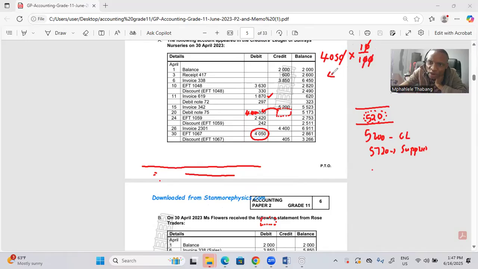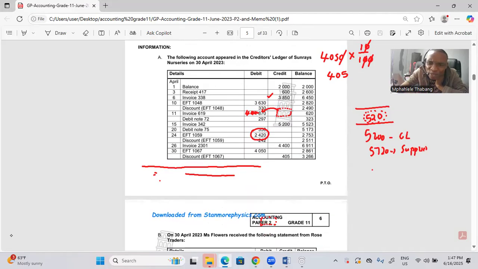Yes, it's 405. So the calculation of the discount is correct. But the discount in the creditor's ledger in this case has been recorded on the wrong side. I told you that the creditor's ledger is a liability account. It tells us how much we owe to the supplier. So if we are getting a discount, the discount is responsible for decreasing the amount we owe to the supplier.